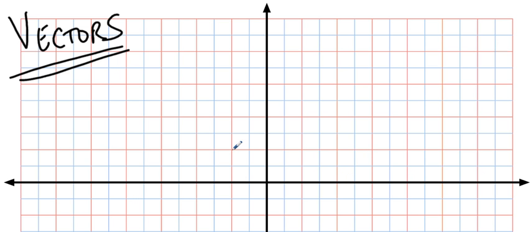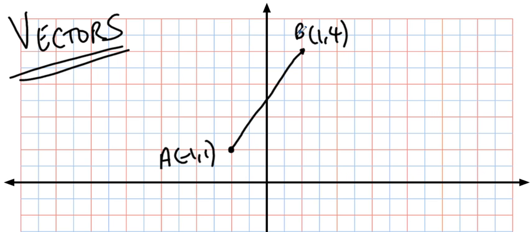So, you know that if you have the point negative 1, 1, and you have the point 1, 4, like so, you can draw a line segment between those points, between A and B. And you know that we call that segment AB. But here's the kicker. If you decide that that's not just a line segment, but a directed line segment, that starts at A and goes to B, then AB is not a line segment. AB is a vector. A vector is a quantity that is marked by both magnitude and direction.